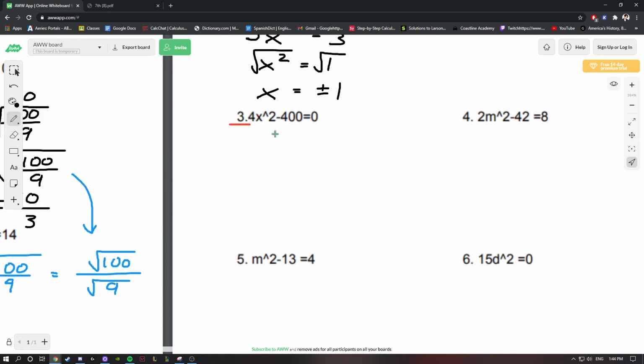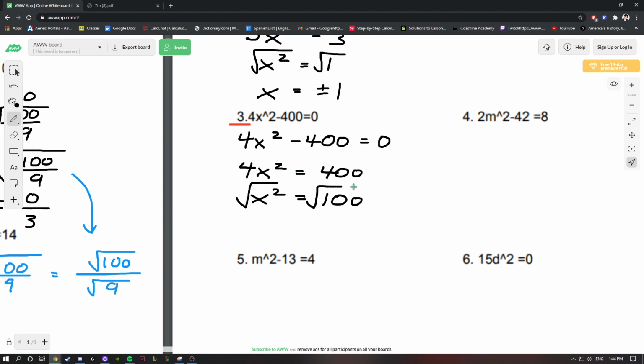And this last one, 4x squared minus 400 equals 0. Move the 400 to the other side. Get this x squared alone by dividing both sides by 4. We get x squared is equal to 100. Take the square root of both sides, we get x is plus or minus 10.